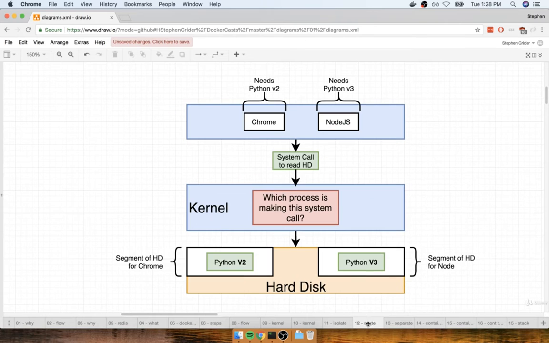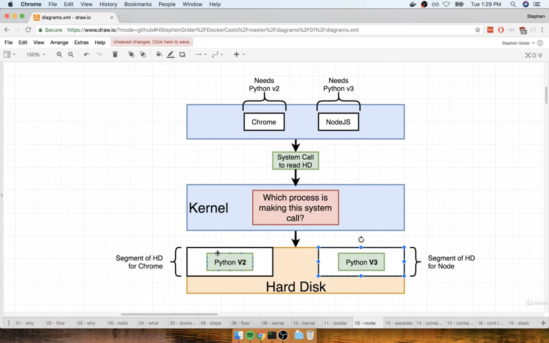Then, to make sure that Chrome has access to this segment over here and Node.js has access to this segment over here, anytime that either of them issues a system call to read information off the hard drive, the kernel will look at that incoming system call and try to figure out which process it is coming from. So the kernel could say, okay, if Chrome is trying to read some information off the hard drive, I'm going to direct that call over to this little segment of the hard disk, the segment that has Python version 2. And anytime Node.js makes a system call to read the hard drive, the kernel can redirect that over to this segment for Python version 3.